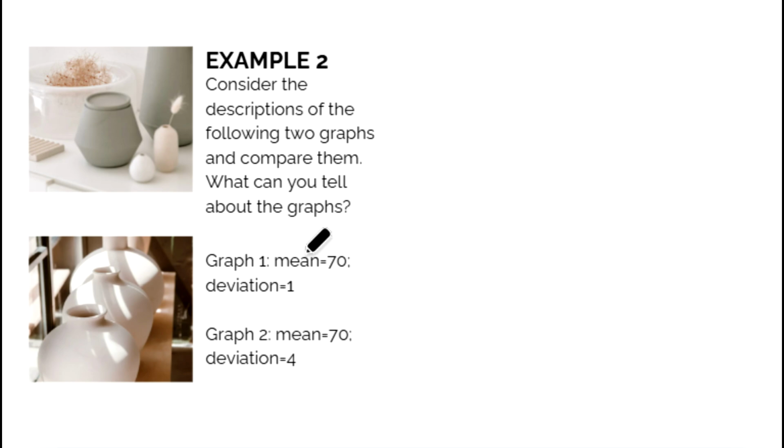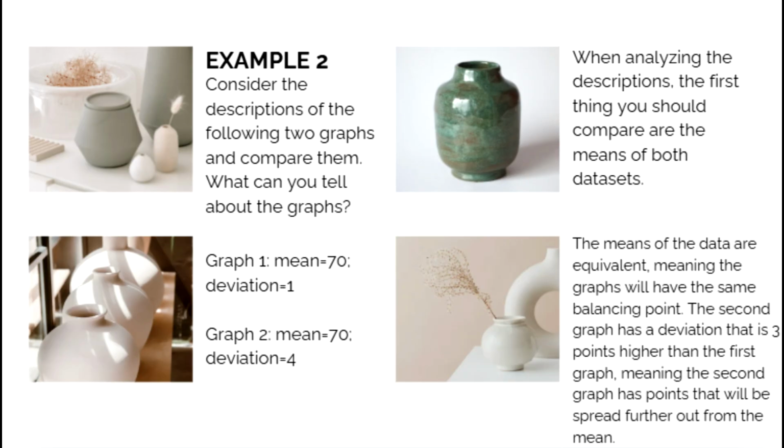So graph number 1 has a mean of 70 and a deviation of 1, and graph number 2 has a mean of 70 and a deviation of 4. When you're analyzing the descriptions, the first thing you should compare are the means of both data sets. That tells you the means are equivalent, meaning the graphs will have the same balancing point. The second graph has a deviation that is 3 points higher than the first graph, meaning this second graph is going to be further spread out.